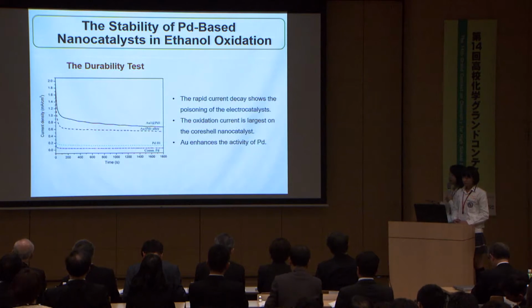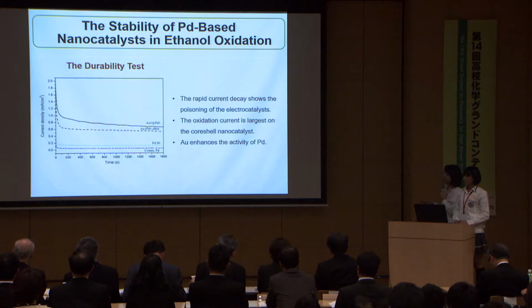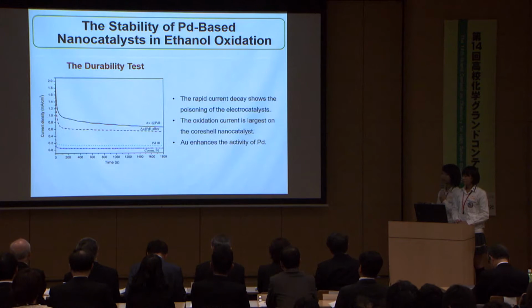In the durability test, we can find rapid current decay shows the poisoning of the catalyst. Speaking of the durability, Au enhanced the activity of Pd for enzyme oxidation, with excellent stability and durability, higher than that of Pd icosahedral and commercial Pd.